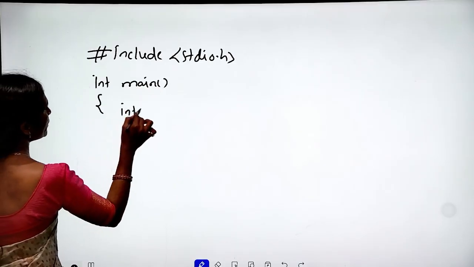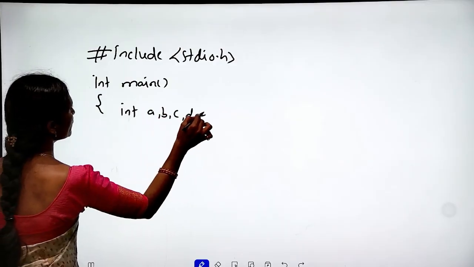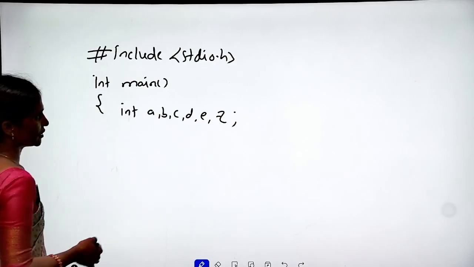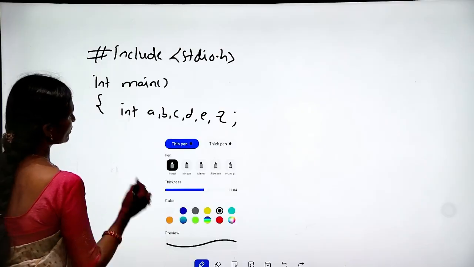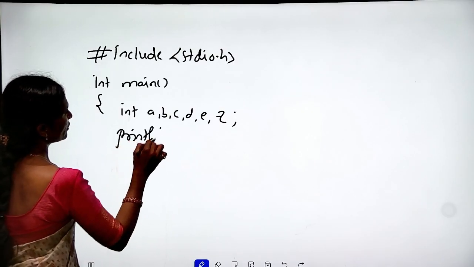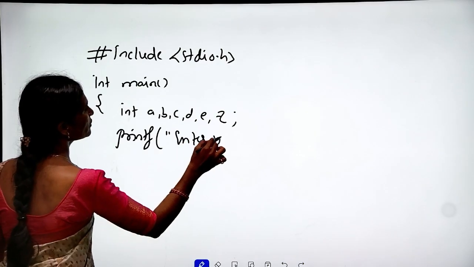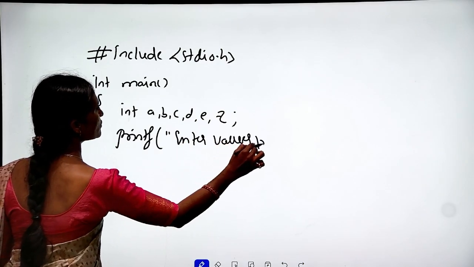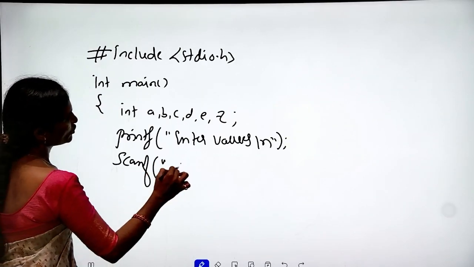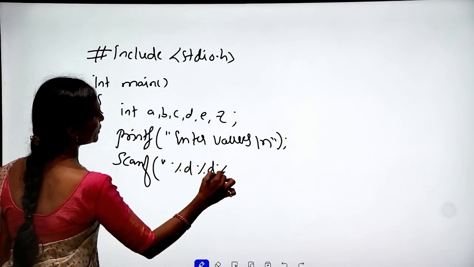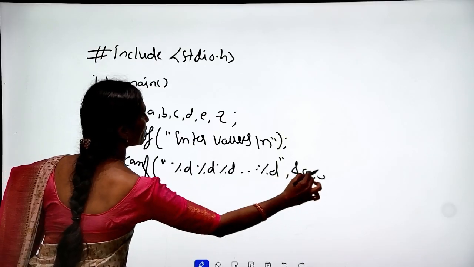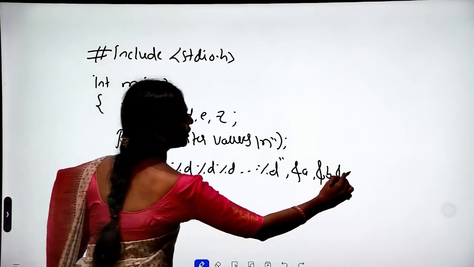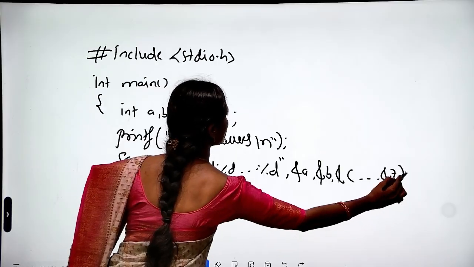Here I am going to read int a, b, c, d, e and so on up to z. So what I have to do here, printf "enter the values". Okay, so scanf, all are of integer. So %d, %d, %d, up to what? Up to z. That is the address of a, address of b, address of c, and so on, address of z.